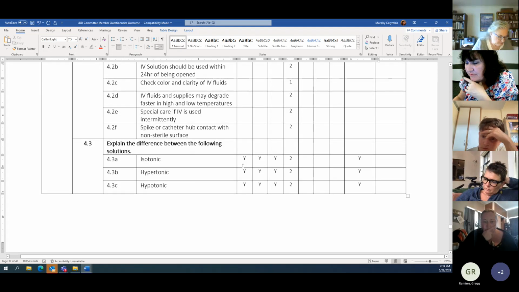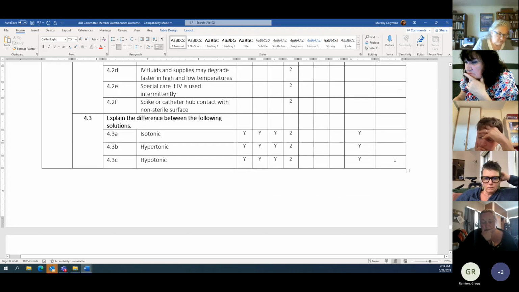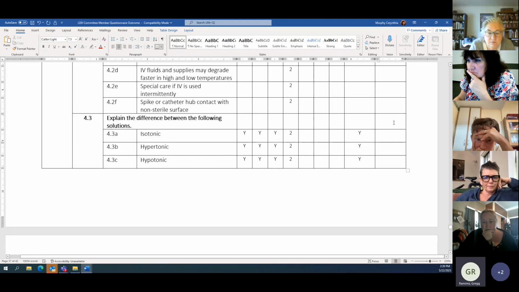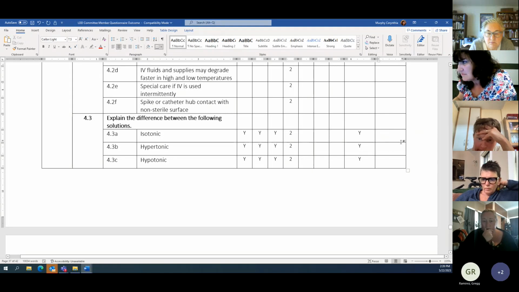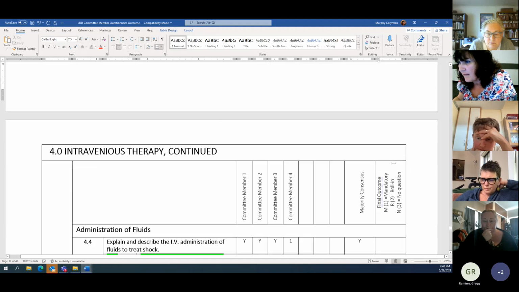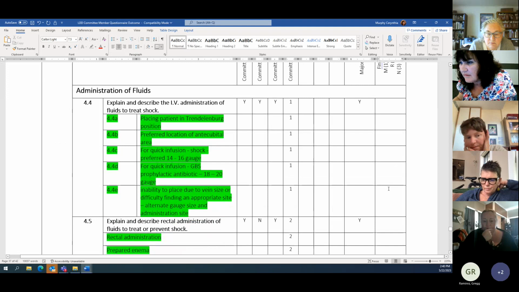Okay, the difference between the following solutions. 2. I like that. 2 on each, or kind of a, I guess.